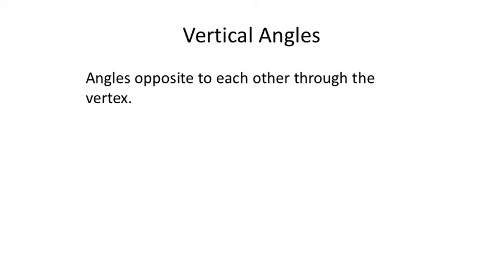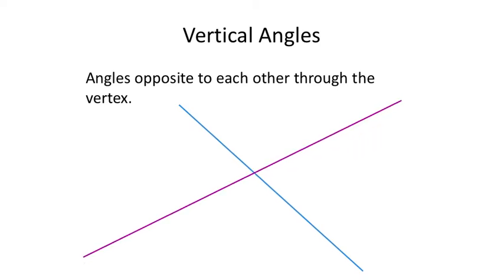All right, now we're into more objective stuff. Okay, vertical angles. Angles opposite to each other through the vertex. So let's give ourselves two, I'll make them lines, what the heck. So here's a line right here, and let's give ourselves another line right here, okay?